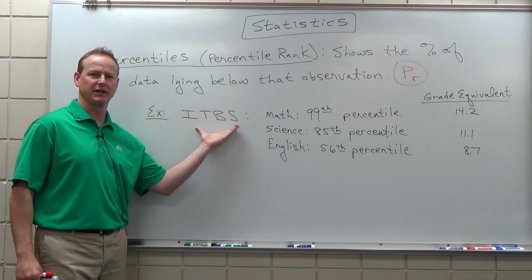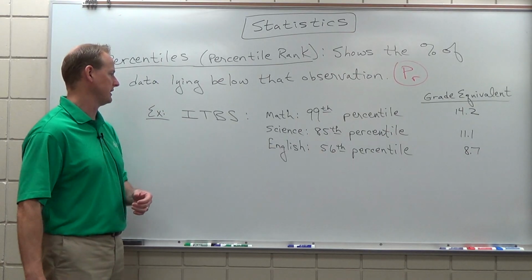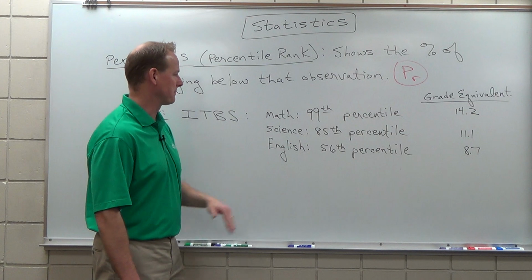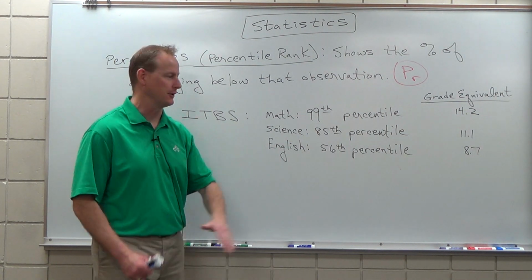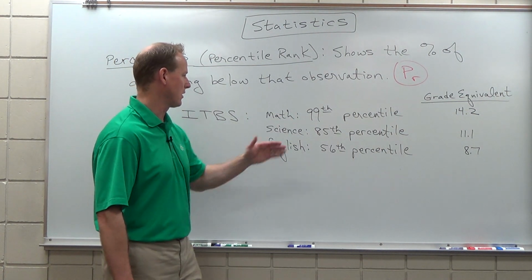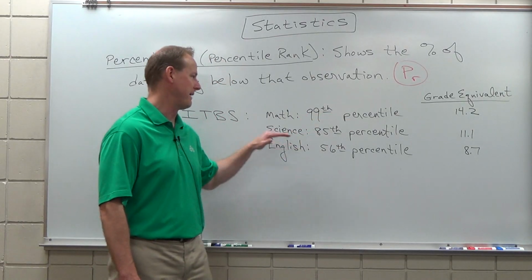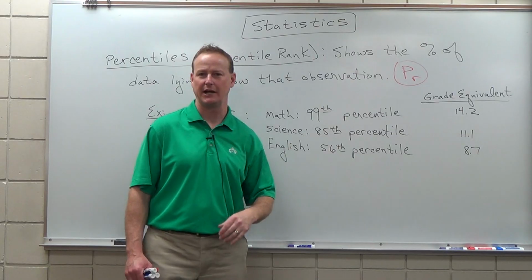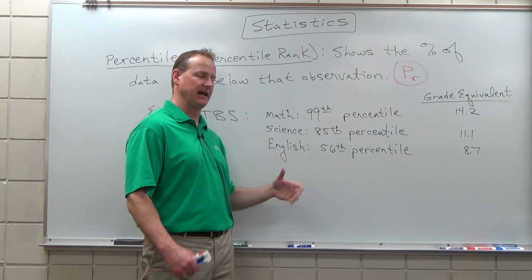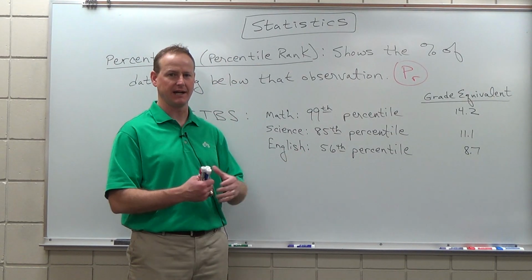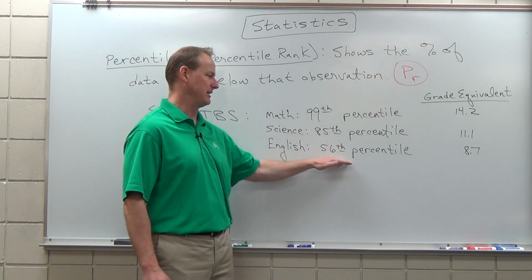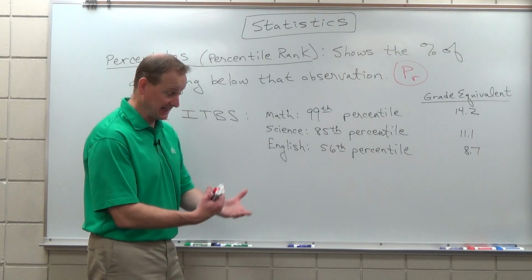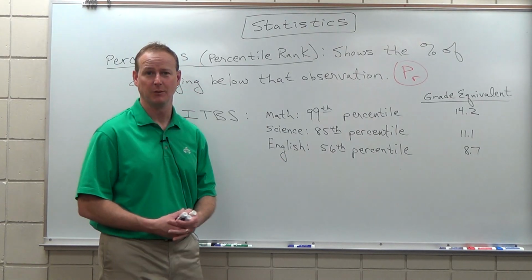For example, let's look at the Iowa Test of Basic Skills, formerly known as the Iowa Test of Educational Development, or ITED. Let's say a particular student is a 9th grader, and they got a score of 99th percentile in math, 85th percentile in science, and 56th percentile in English. Now, I believe English is broken up into vocabulary and comprehension, etc., but maybe this is the cumulative English score. Okay, so a lot of parents get this in the mail and they have no idea what that means.